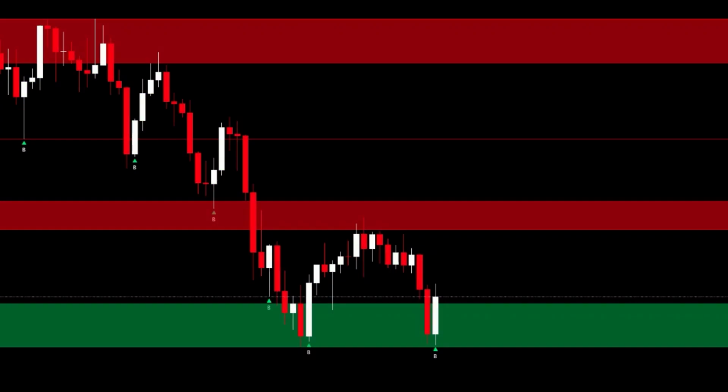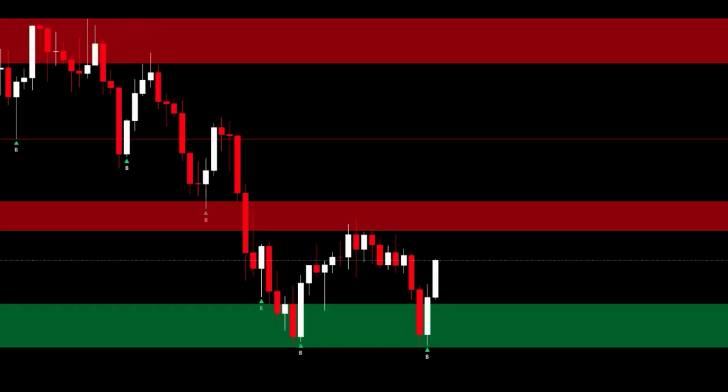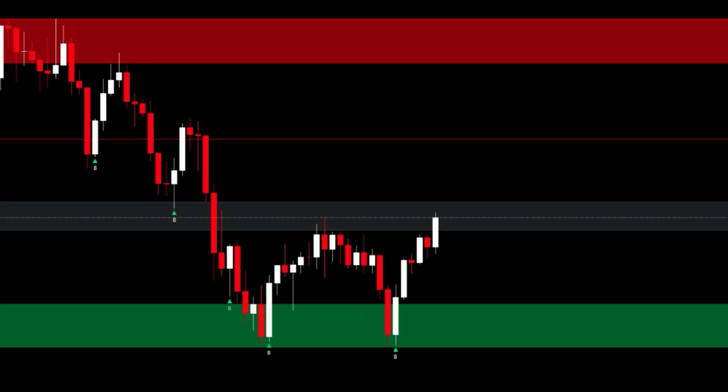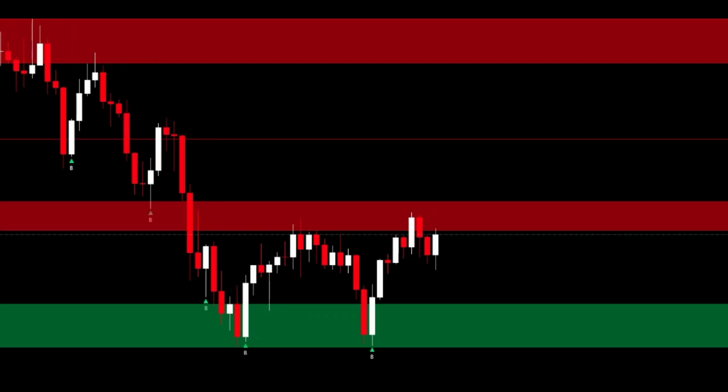Let's review a few examples. As you can see here, a double bottom pattern has formed. If you're an experienced trader, you know that when the price breaks through the neckline, you can enter a position during the pullback. I want to show you how you can enter a trade using just this pattern and an indicator. So I wait here for the price to break the neckline. After the pullback and seeing a bullish candle, I enter a buy position.